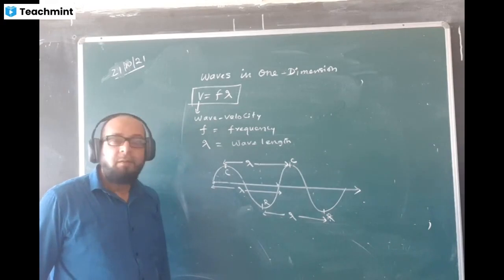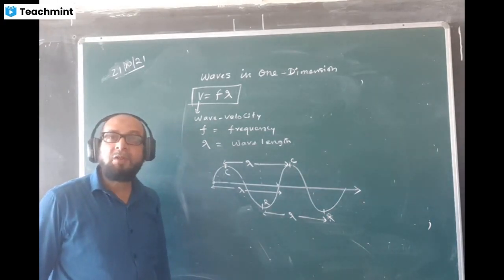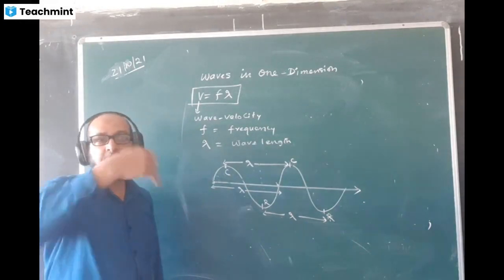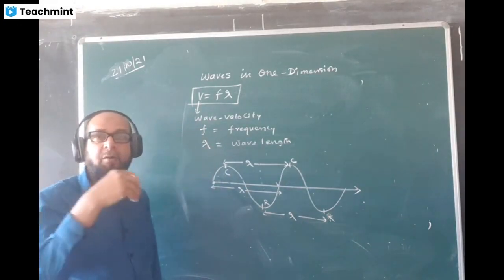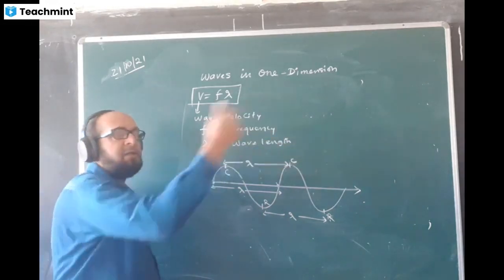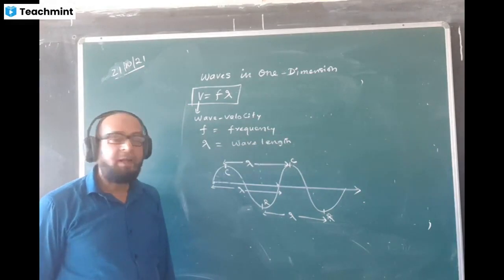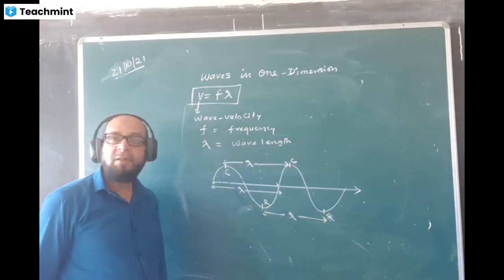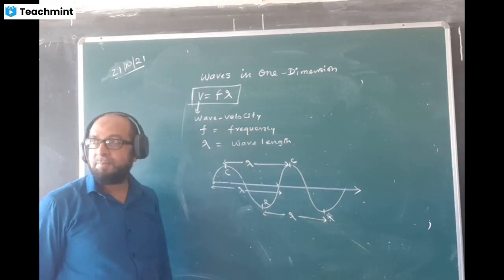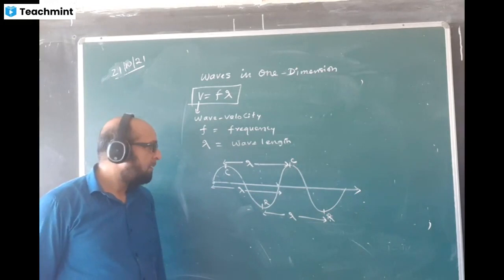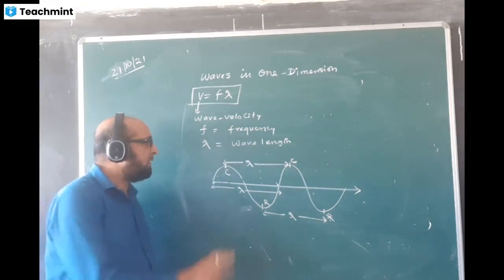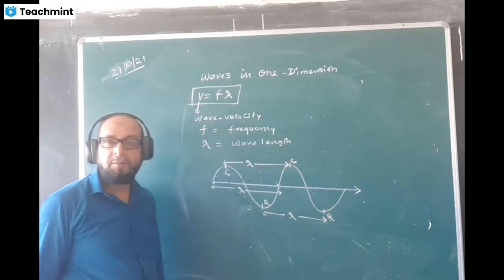Transverse wave is formed only in solids, like vibration of a string or a straight wire. Vibration will take place this way, whereas the wave will advance in this direction. Whereas longitudinal wave is formed in all the three, in gases, liquids, even in solids. Okay, now this is how we will measure the wavelength.